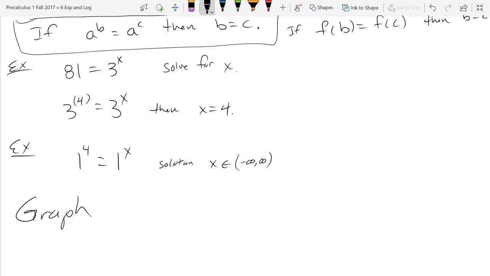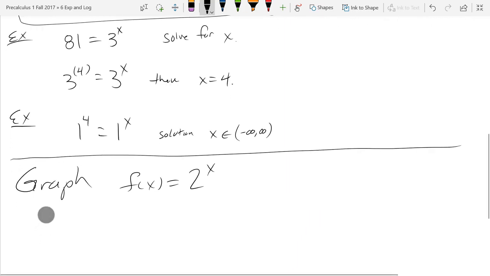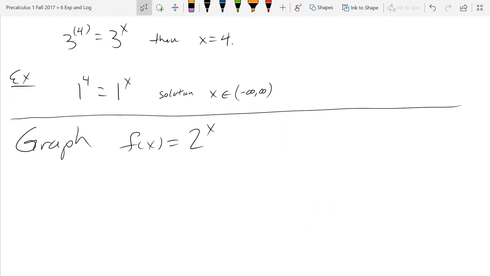So this leads into the graph. So we're going to start with graphing. I'm only going to graph two bases, one big base and one small base, and both will be good bases. I'm going to use 2 as our big base. I could use any number bigger than 1, but I think avoiding integers is a bad idea. So we'll just go with 2. So we're going to graph f of x equals 2 to the x.